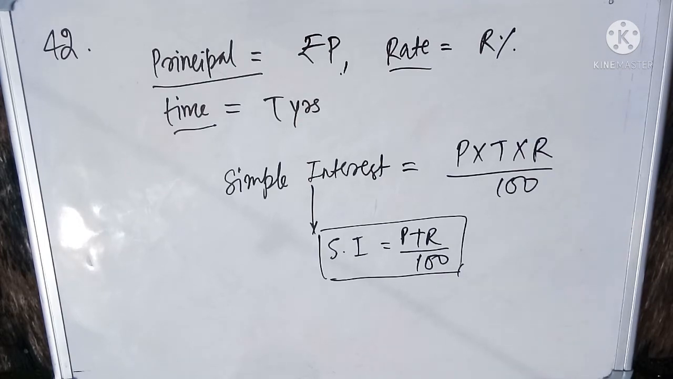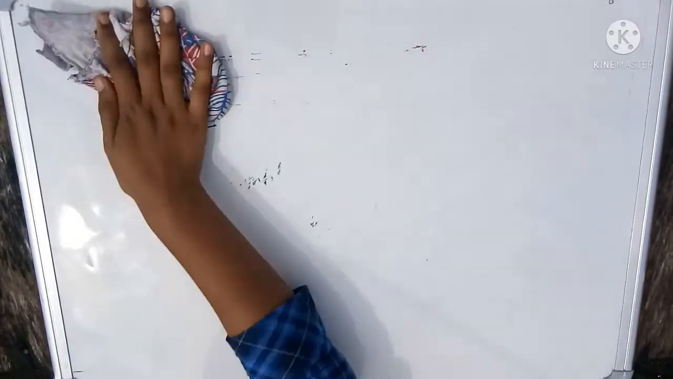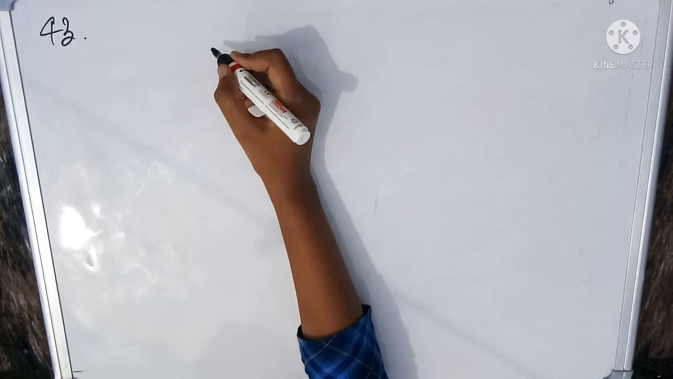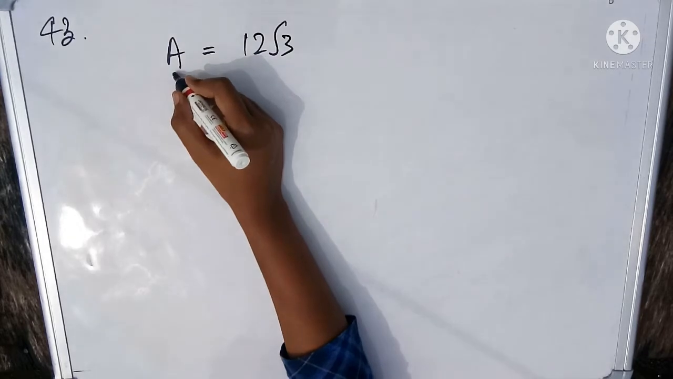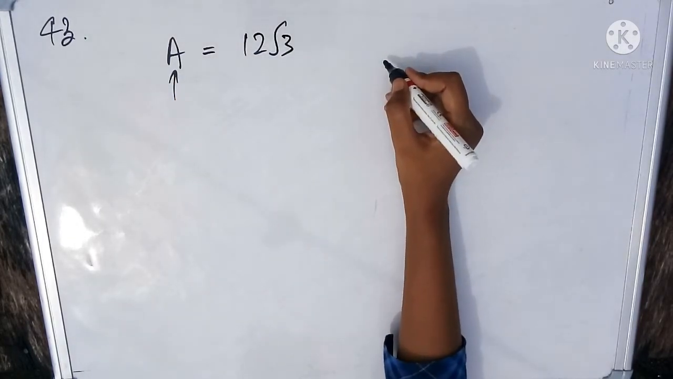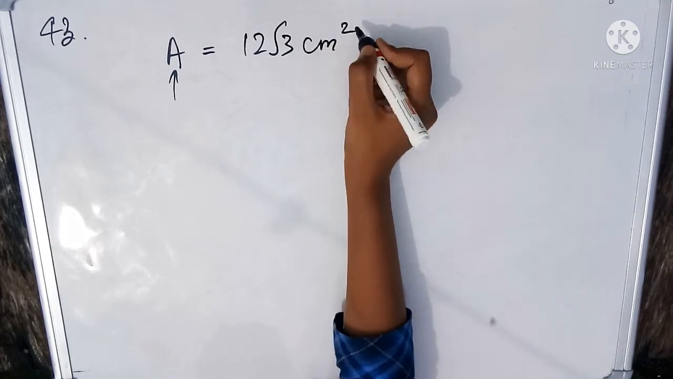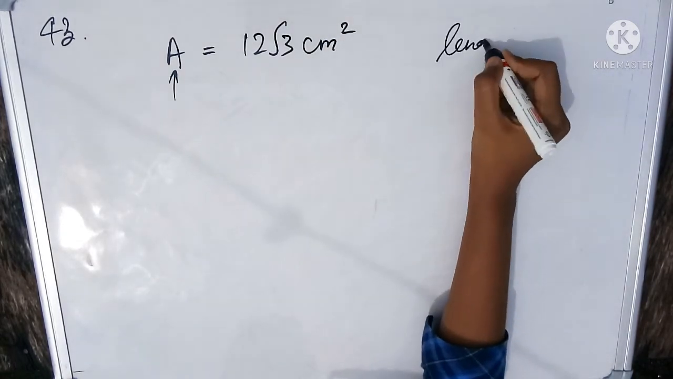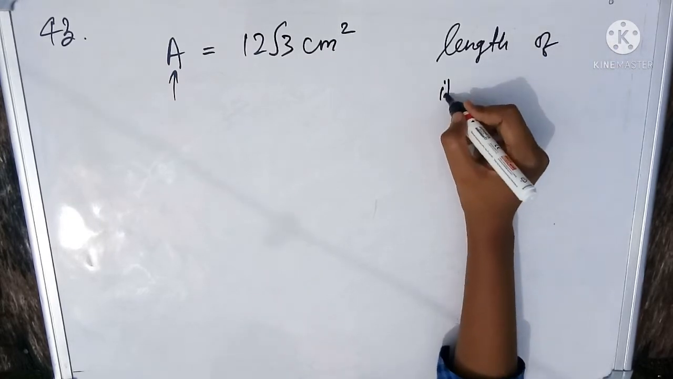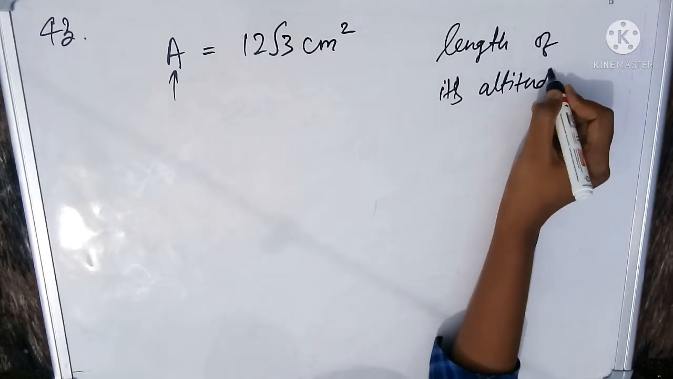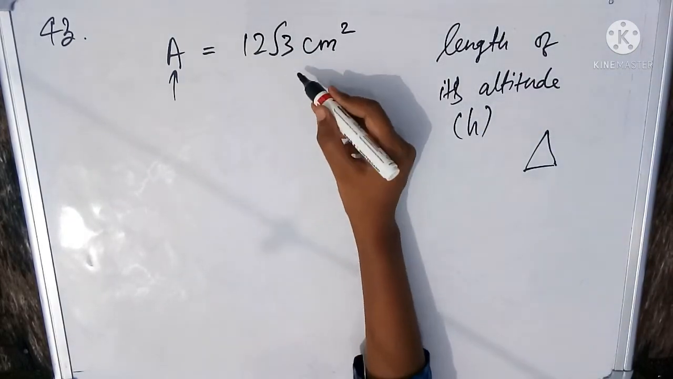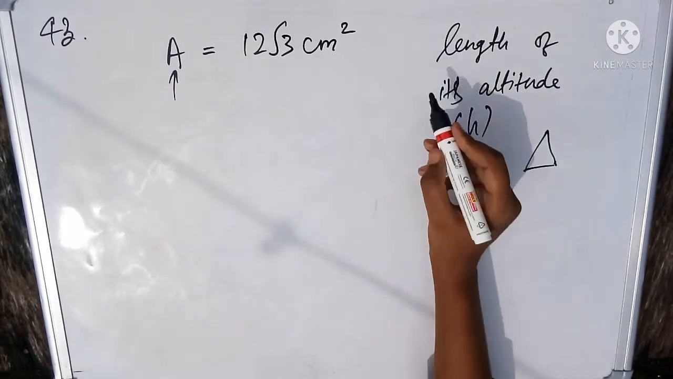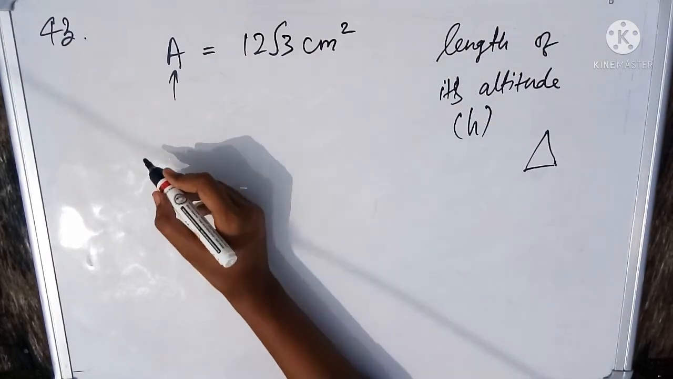And the next question, question number 43. Here we have the area of an equilateral triangle, A, is equal to 12 root 3 centimeter square. Then we have to find out the length of its altitude, which is denoted by h here. So we have one equilateral triangle whose area is 12 root 3 centimeter square and we have to find out the height h.